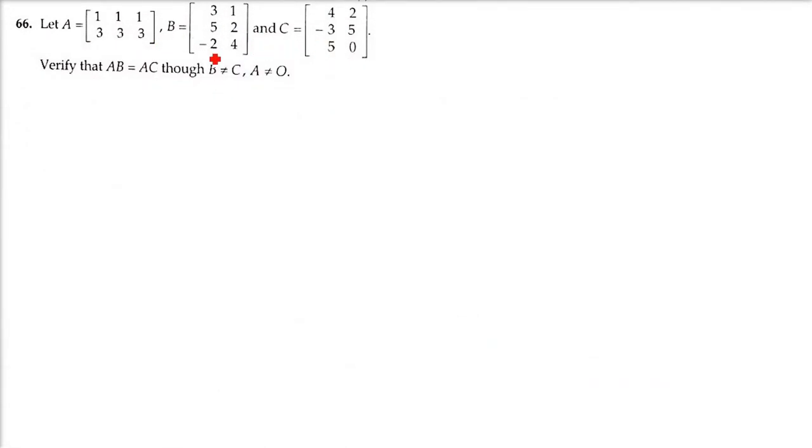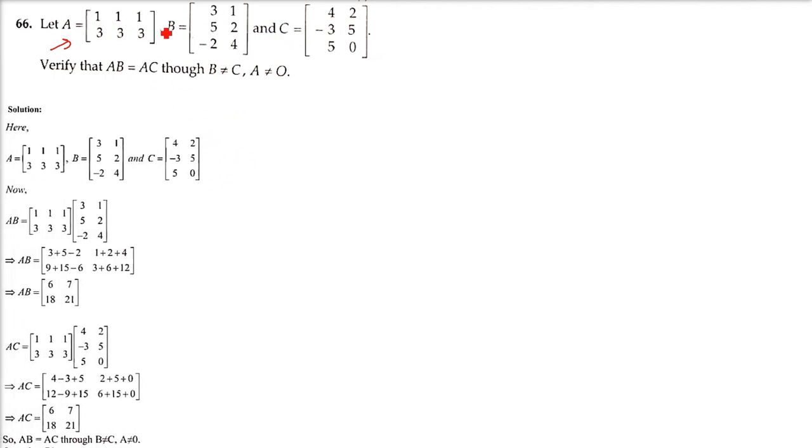Matrices A, B, C are given. Verify that AB is equal to AC, though B is not equal to C and A is not equal to 0. So what you see in the question is essentially B is not equal to C, and A is also not equal to the null matrix. You have to multiply A and B, and A and C. This kind of question we have done already. Just multiply these two and you will get the same matrix. AB and AC will give you 6, 7, 18, 21, the same. Since neither are B and C equal, nor is A equal to the null matrix, these two will still come out the same.